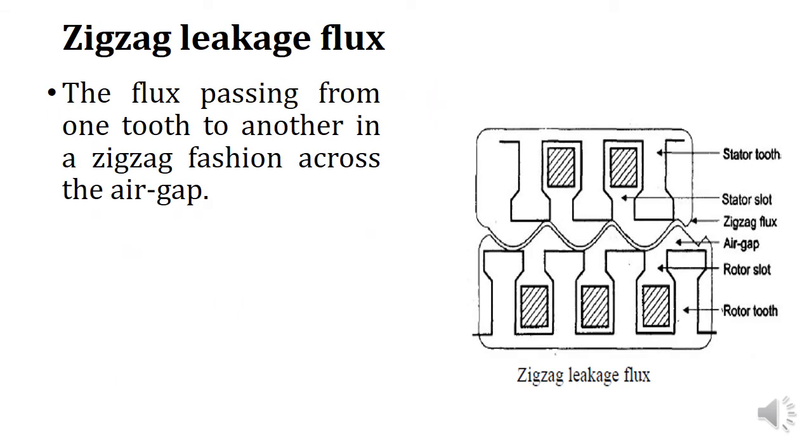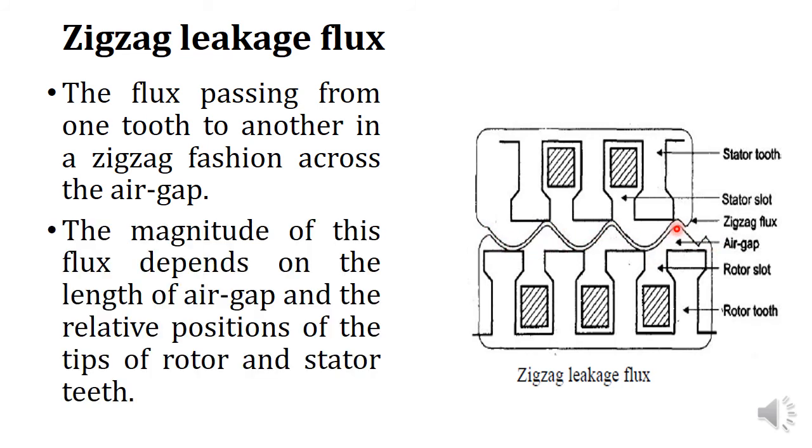Next is zigzag leakage flux. As the name indicates, the flux passing from one tooth to another in zigzag fashion across the air gap is known as zigzag leakage flux. And the magnitude of this flux depends on the length of the air gap and the relative position of the tips of rotor and stator teeth.